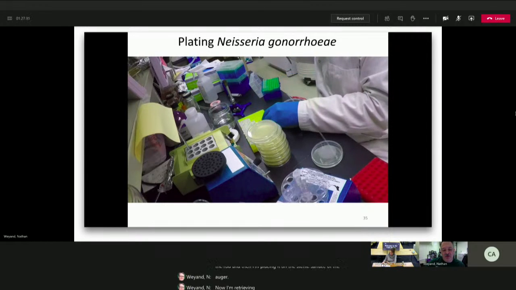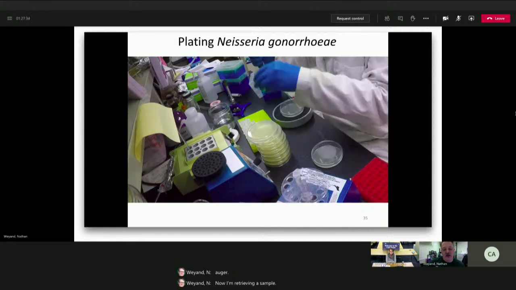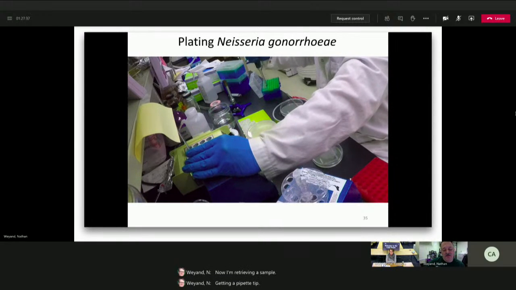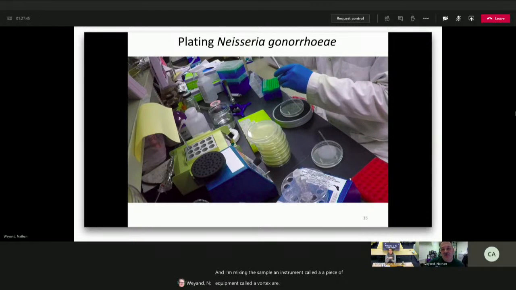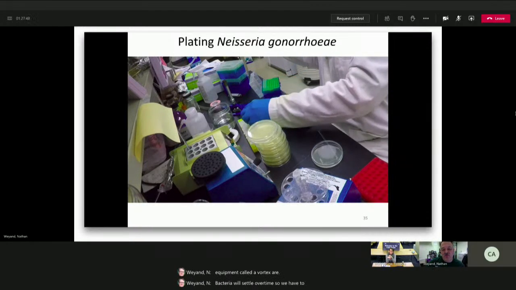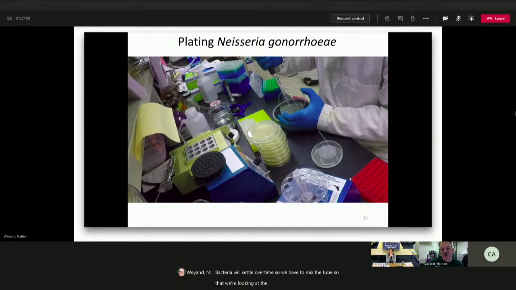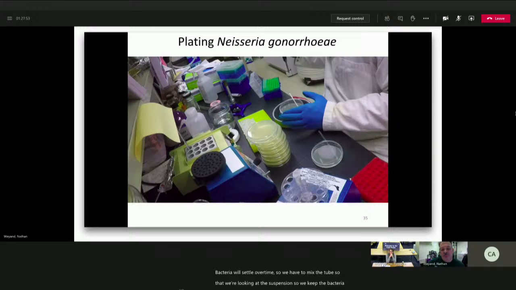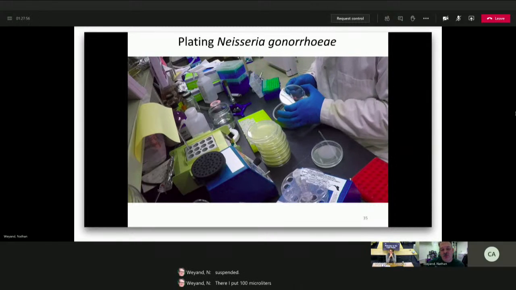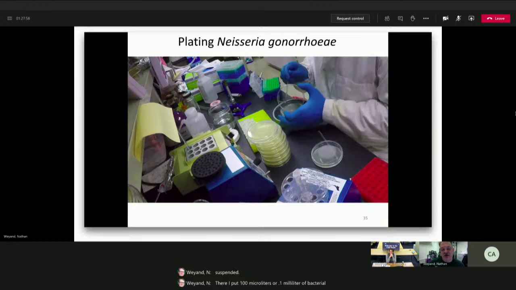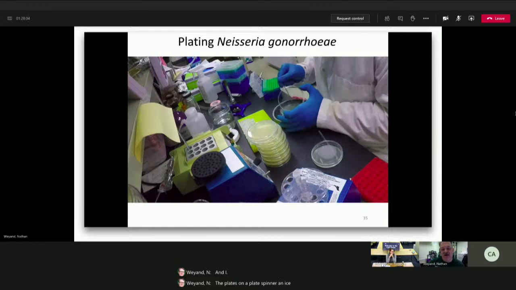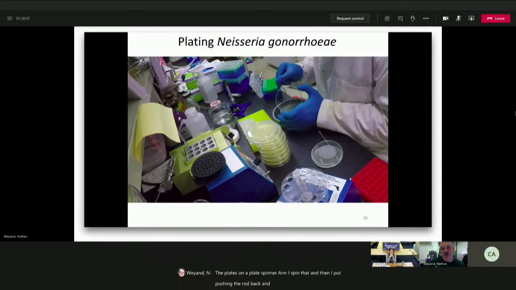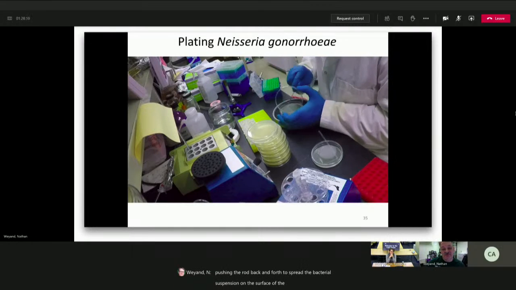Now I'm retrieving a sample, getting a pipette tip, and I'm mixing the sample on a piece of equipment called a vortexer. Bacteria will settle over time, so we have to mix the tube so that we keep the bacteria suspended. There I put 100 microliters, or 0.1 milliliter, of bacterial suspension on the plate, and the plate's on a plate spinner, and I spin that, and then I'm pushing the rod back and forth to spread the bacterial suspension on the surface of the plate.